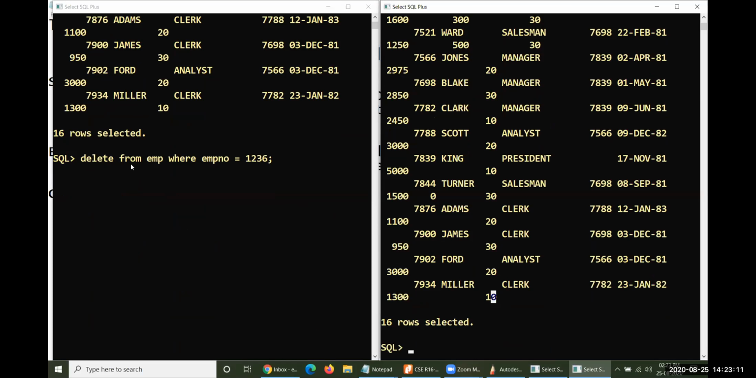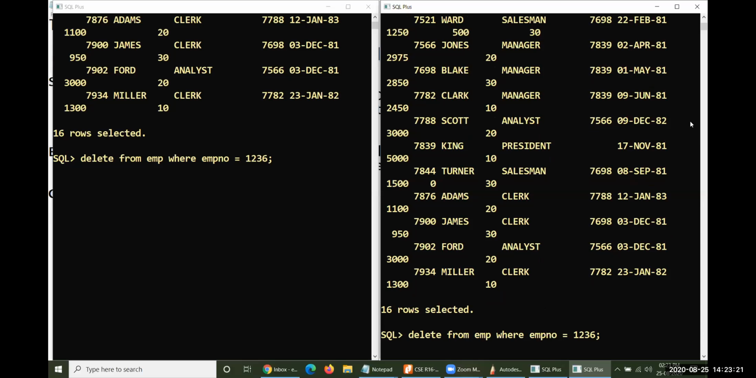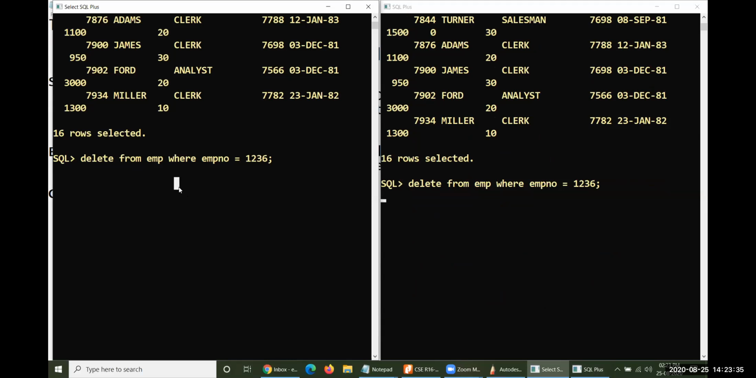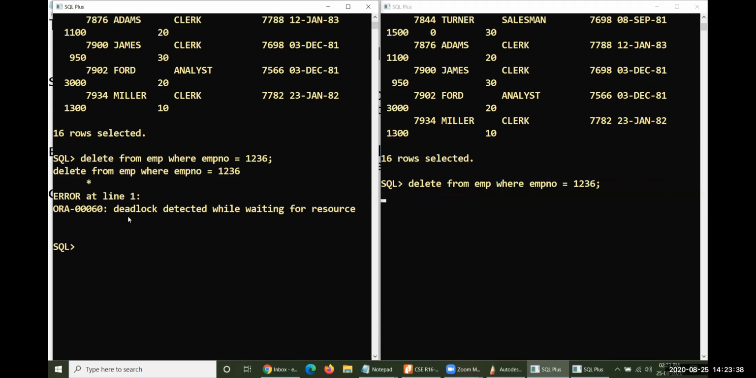If he would operate the same command as this one, the delete operation, then obviously the first user who operated will immediately release from this particular thing. He will have some kind of response. Look at this, it will wait for some time and then come. A deadlock is being detected while waiting for the resource. I hope that you understand.